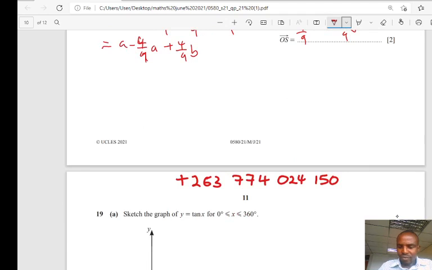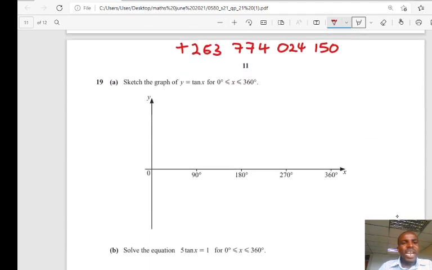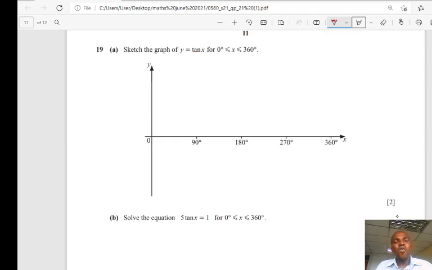Next, question number 19. Sketch the graph of y equals tan x for x between 0 and 360. Find your calculator. You punch in tan 0 first, putting x as 0 here. Make sure your calculator is in degrees mode. It's 0. So here, tan 0 is 0.